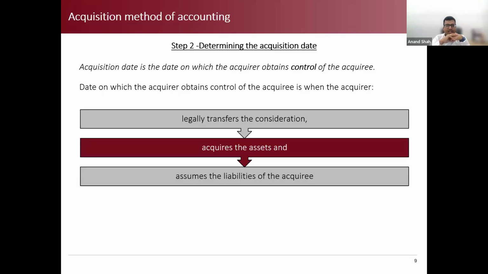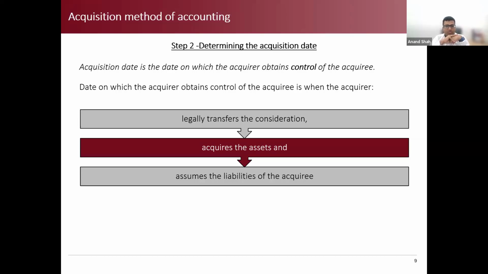Step 2 is determining the acquisition date. This is very, very critical because, as we are all aware, valuations are always as on a particular date. They can completely turn around if the date is different. So at the start of an exercise we must be well aware of what the valuation date will be, which should be the acquisition date. The acquisition date is the date on which the acquirer obtains control of the acquiree.